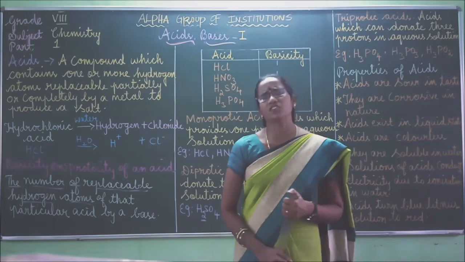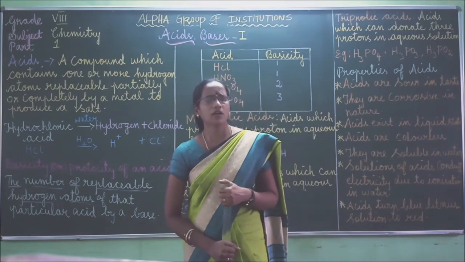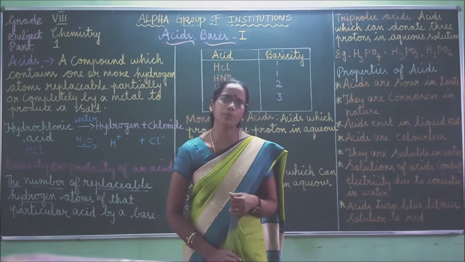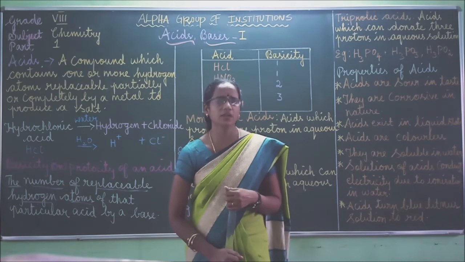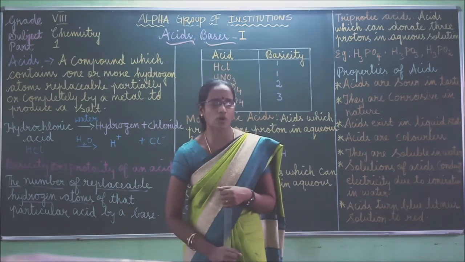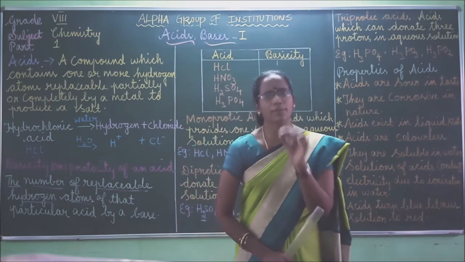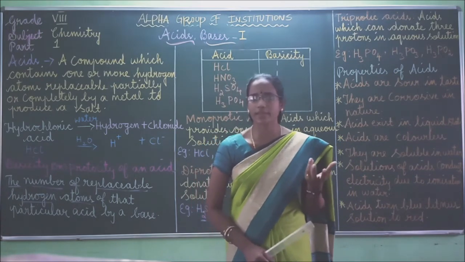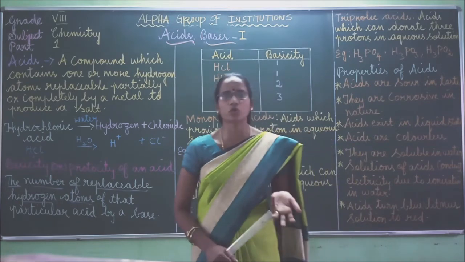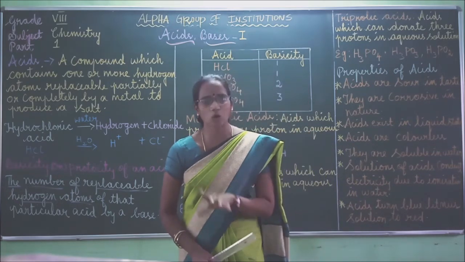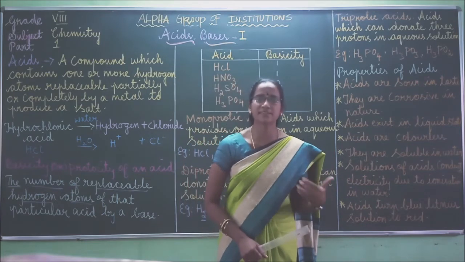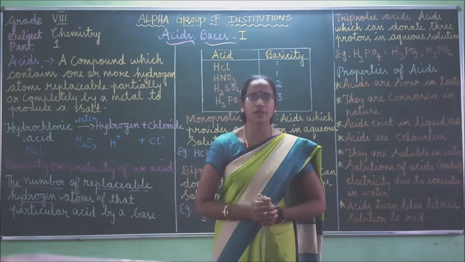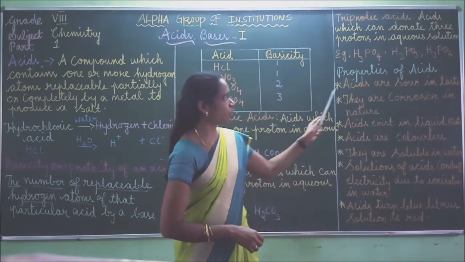Next, acids generally exist in liquid state, but few acids are available in solid state. For example, benzoic acid is in the solid state only. If you look at benzoic acid, it just looks like crystals. Crystal formation takes place in benzoic acid, but that is a solid. But generally, acids exist in liquid state only. Few solid acids are available.